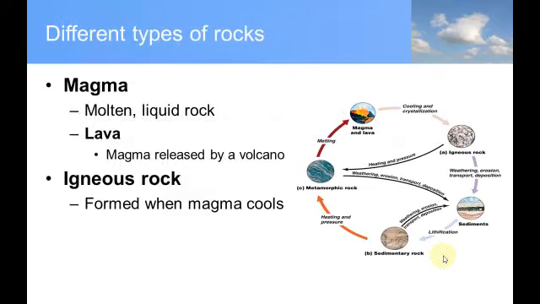The first type is known as igneous rocks. Igneous rocks form when magma cools. So when magma is brought up to the surface, it's often referred to as lava then. Lava is just simply magma released by a volcano. As that magma cools, it forms igneous rocks.